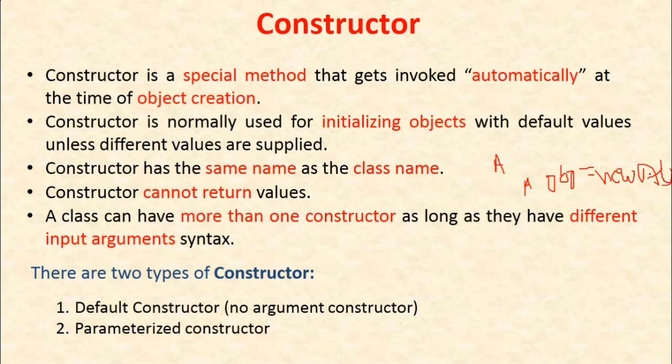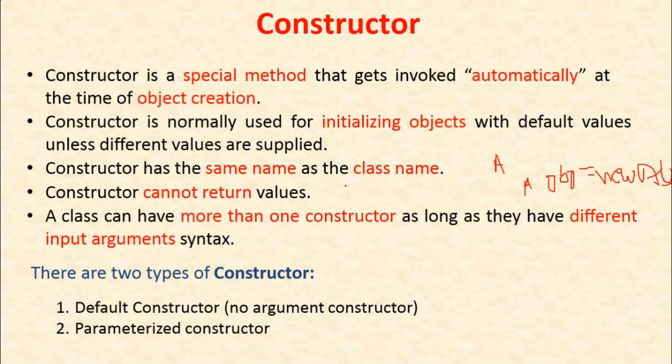A constructor is always present in our code, because the Java compiler will automatically add a constructor in each and every class, but sometimes we can see it and sometimes we cannot. So that is how a constructor is used. A constructor is normally used for initializing an object with different values. It helps us to assign a value to an object. We will see an example.